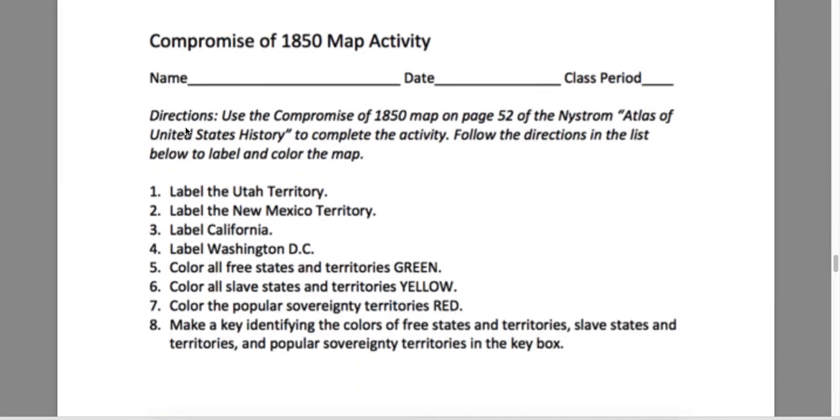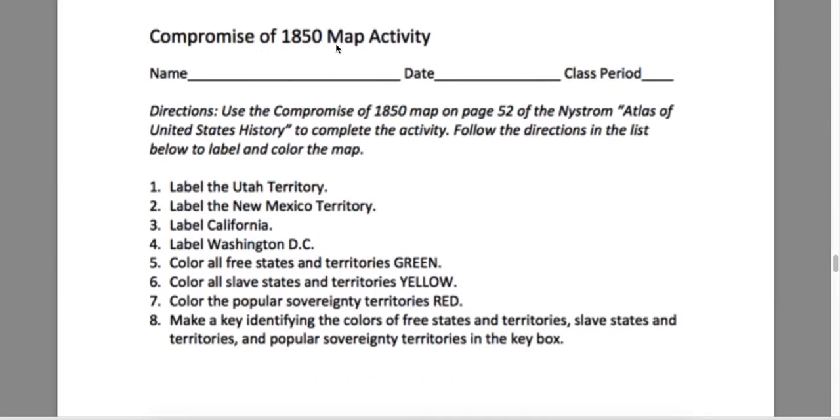When you're done with this, you're completing a map. It's called the Compromise of 1850 Map Activity. You're going to be using a pen or a black colored pencil to label the Utah Territory, label the New Mexico Territory. And then you're going to be labeling California, which becomes part of the Union now, and label Washington, D.C., because that's a factor in the Compromise of 1850 as well. So the country has grown.